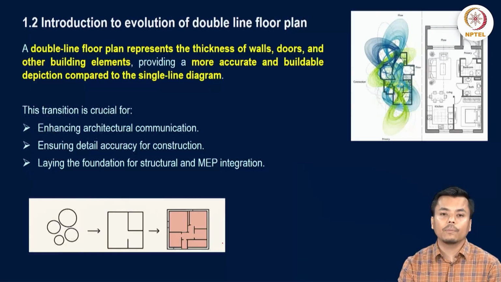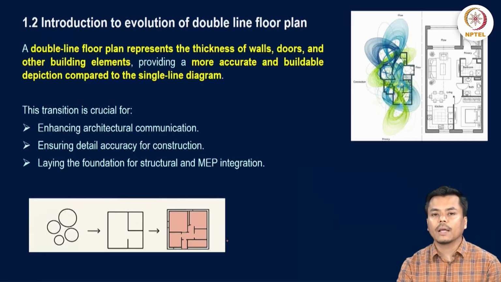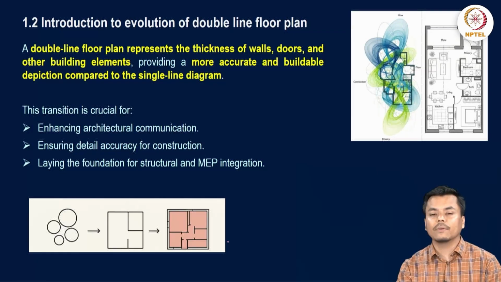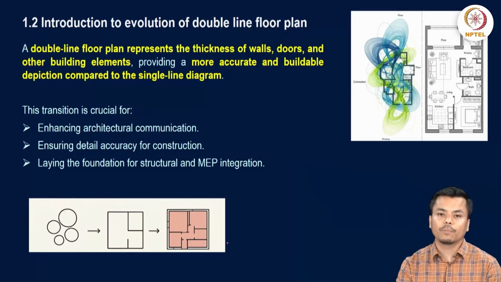A double line floor plan represents the thickness of wall. This is the difference between a single line floor plan and the double line floor plan. In single line floor plan, many times it is just drawn in the form of proportionate drawings or just a rough sketch is prepared. But in case of double line floor plan, we also show the thickness of the wall and then the effective floor space that is available to perform the activity.